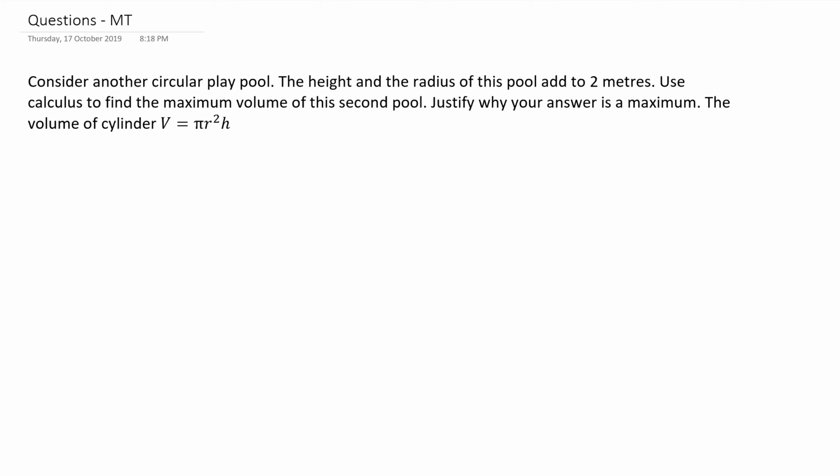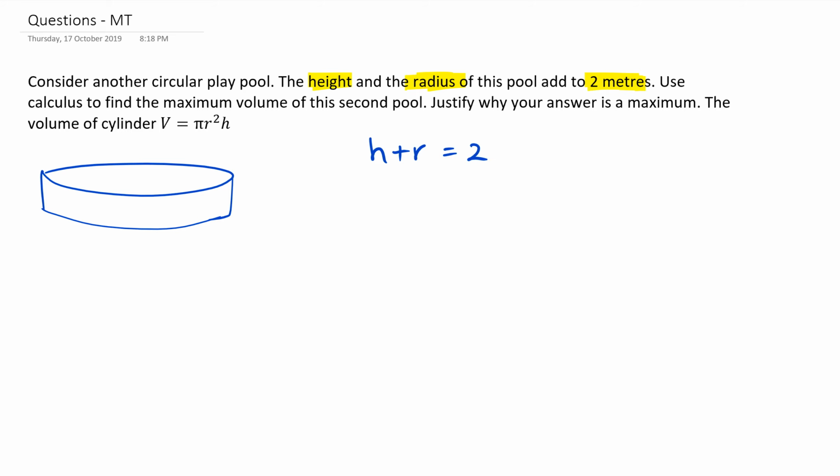What we've got here was actually part of a series of questions. I thought they were connected, but in reality they're not. This is just a circular play pool. If you think about what a circular play pool looks like, it's like a little cylinder like this. The height and the radius of this pool add to 2 meters, which is really important. You've got height plus the radius equals 2 meters. So I'm going to write down h plus r equals 2.